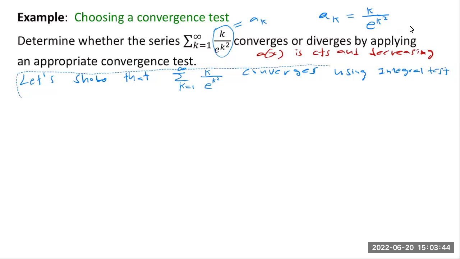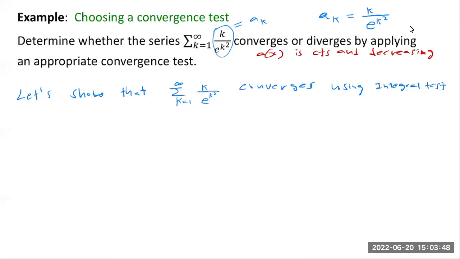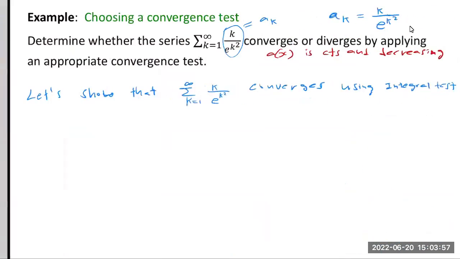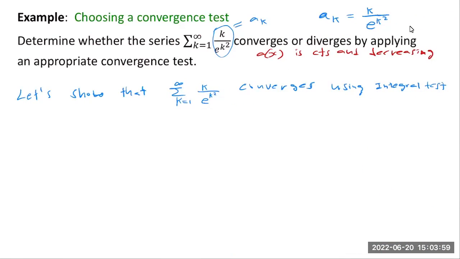Pause the video for a second and think about it. What is my function going to be in this case? Remember, if I am planning to apply the integral test, it has to be a continuous, positive, decreasing function. How do you find it in this case? It's very easy. Given the example, if you know a_k, then a(x) is immediate.